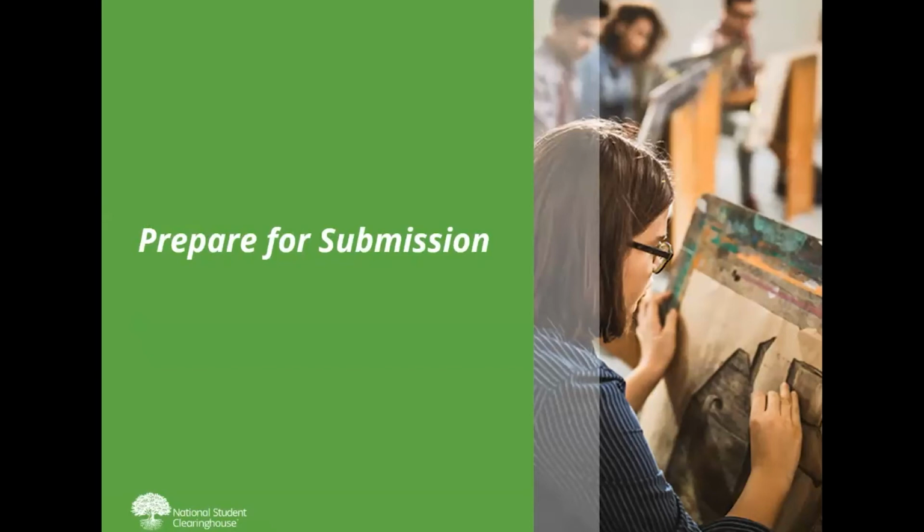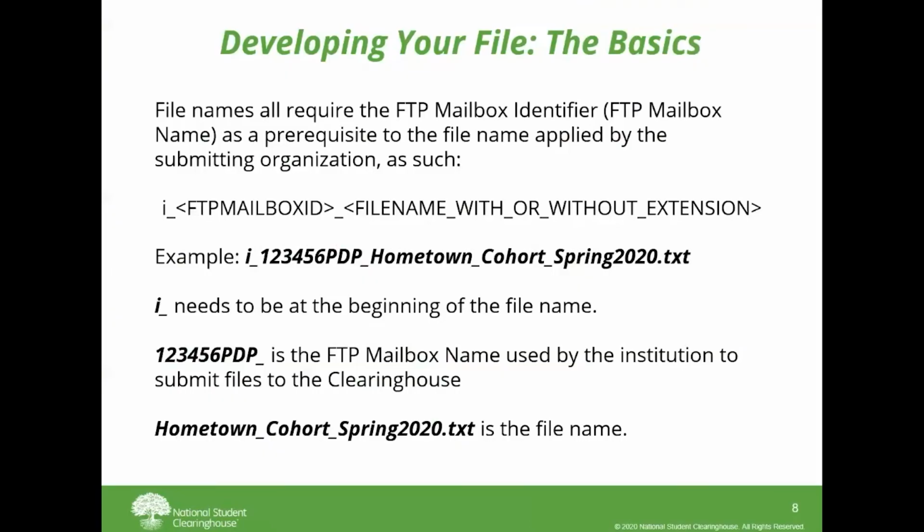Now it is time to prepare for submission. As you are developing your files, please make sure that you include I_ at the start of the name, followed by your PDP-specific FTP username, as a prefix to the file name. This will ensure that your file will be picked up by the clearinghouse. In this example, 123456 PDP is the PDP FTP username. Hometown Cohort Spring 2020 is the file name. Please make sure to specify the file type, term, and year for which you are submitting data in the file name.